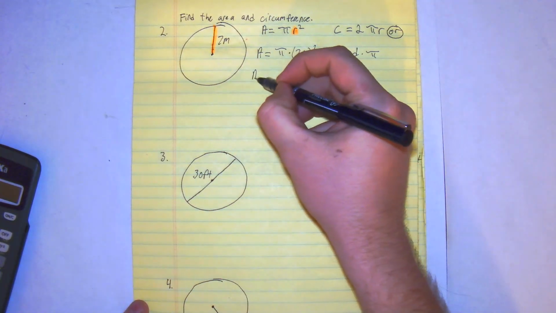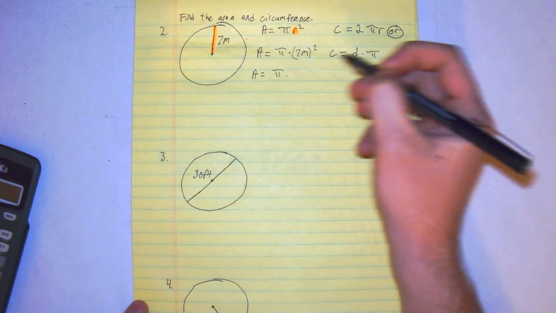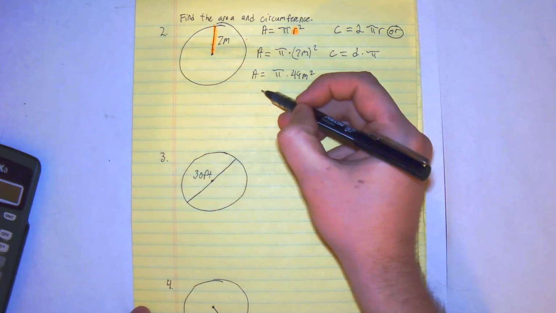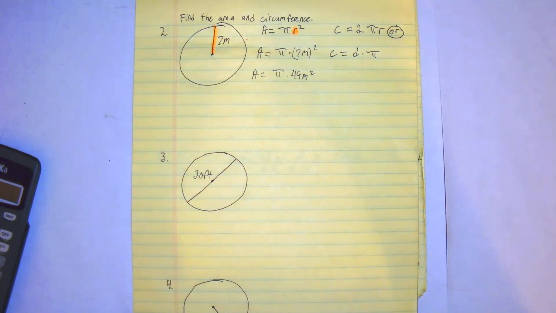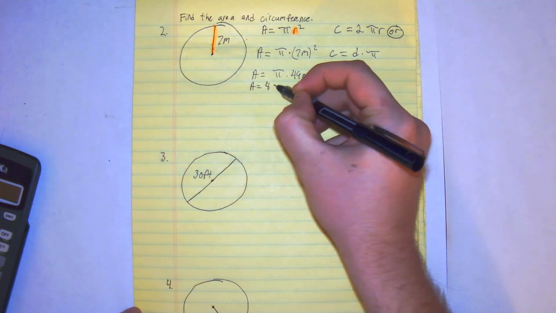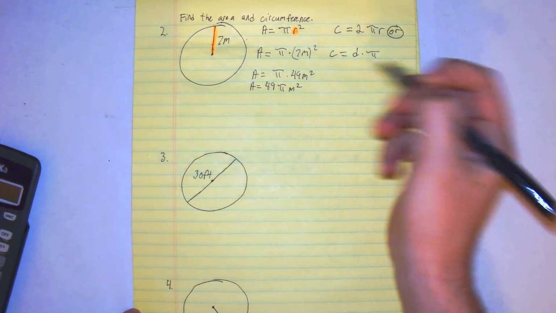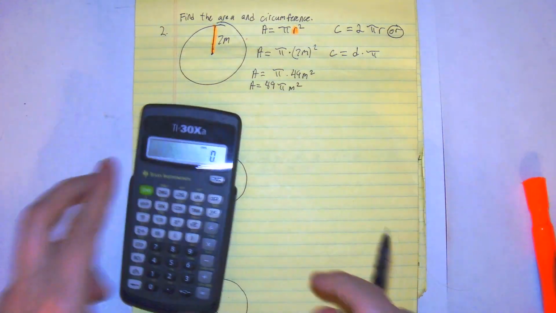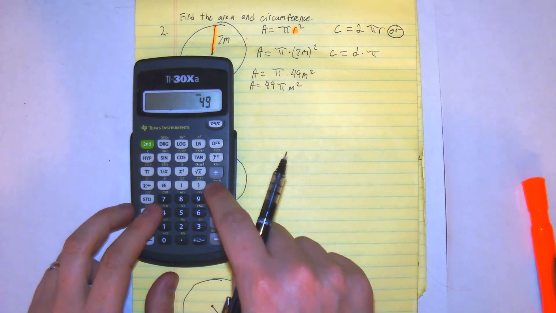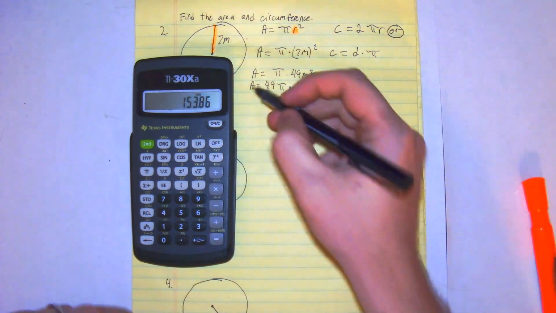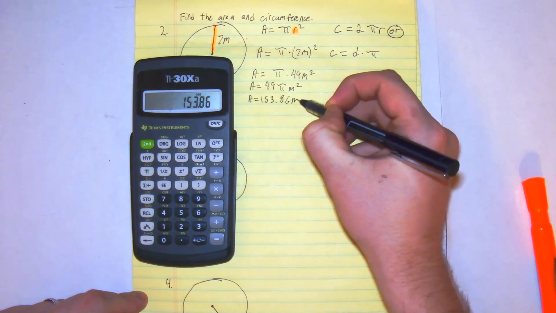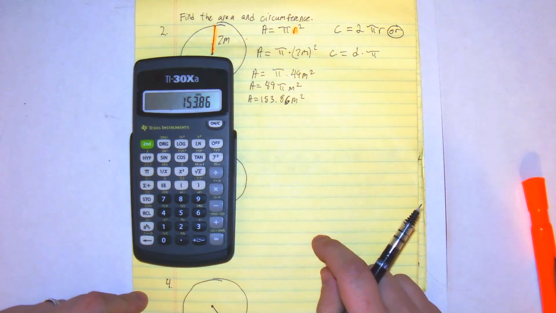From here, we get area is equal to pi times 7 times 7, which would be 49. So we have 49 meters squared. So we could have two answers here. We could have area is equal to 49 pi meters squared, or in our calculator we can just use a round-up of 3.14, so you do 49 times 3.14 and you get area is equal to 153.86 meters squared. Just depends on how you take it, okay?